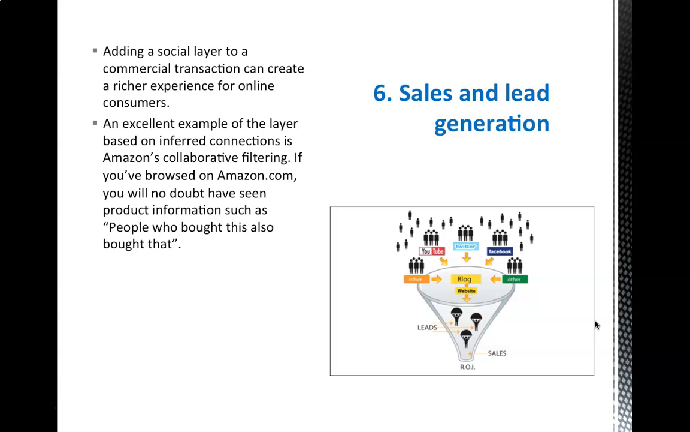An excellent example of a layer based on inferred connections is Amazon's collaborative filtering. If you've browsed on Amazon.com, you will no doubt have seen product information such as "people who bought this also bought that," and that's a good example of what we're talking about. And that is something that we now see not just online, we see it in Netflix and different things.